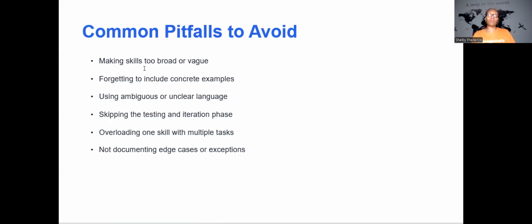You don't want to make your skills too broad or too vague. Don't forget to include your concrete examples. If you're not sure, ask ChatGPT to give you some examples. You don't want to use ambiguous or unclear language. You want to be very, very clear. You don't want to skip the testing and iteration phase. You don't want to overload one skill with multiple tasks.